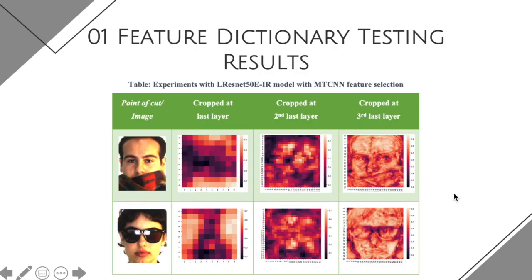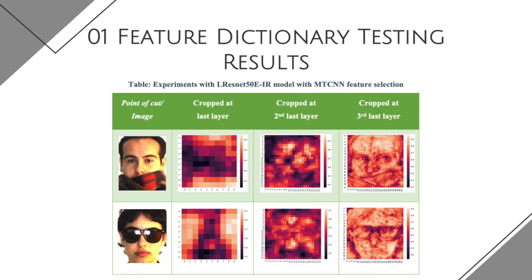Now let's look at the results. So here, as we can see, we have two images. The first one is occluded with a face scarf. The other one is occluded with goggles. We experimented with different versions of the CNN model, cut at the last layer, second last layer, and third last layer. As we can see, the model which is cut at the third last layer gives promising results where the shape of the face and the location of the facial features are still preserved.